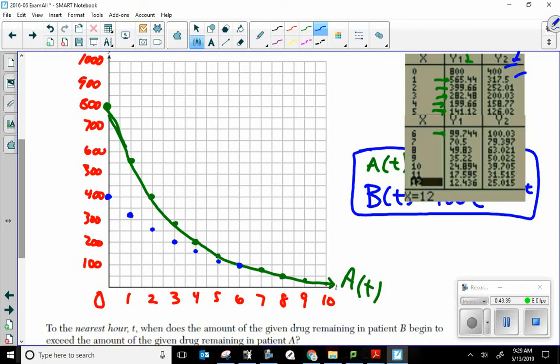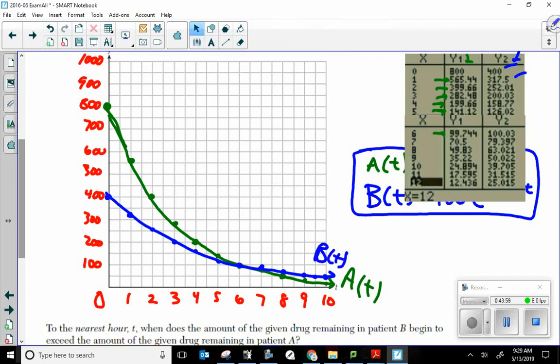7 is 80. Gets slightly above now. Okay, 8 is 63. That's slightly above. 9 is 50. That is definitely above. And 10 is 40. Okay, that's right here. So now, you know they're going to say something about where they cross at some point. Okay, blue is B of T.